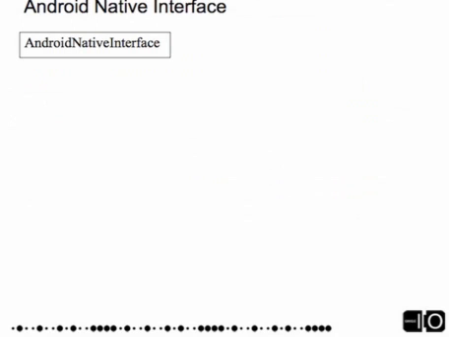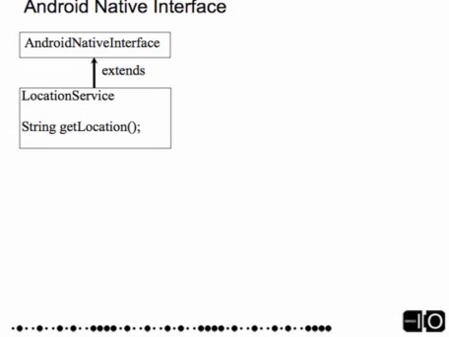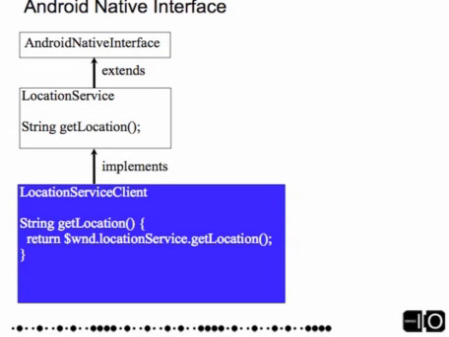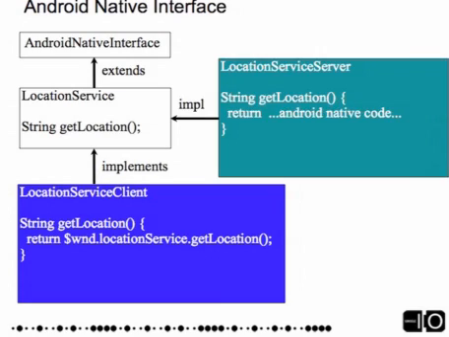We have a tagging interface called Android Native Interface. We create a location service interface that extends that tagging interface. And we put a method on there we'd like to exist, string getLocation. We'd like for that method to exist. We use a generator to automatically generate this blue box, location service client. And it's simply going to return window.locationService.getLocation. It's going to pretend that that function exists in the JavaScript VM.